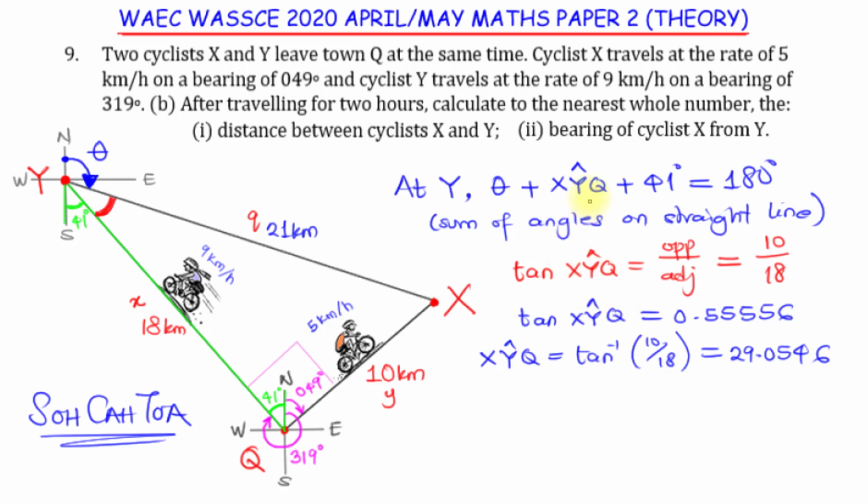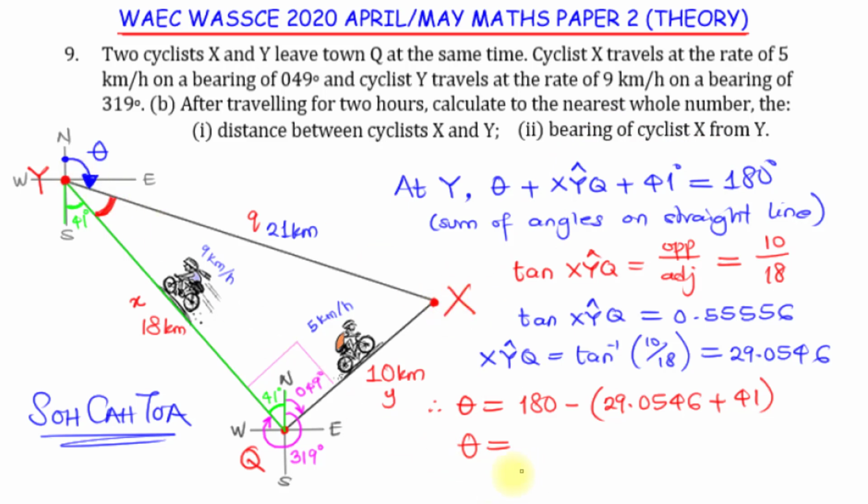29.0546. Good. But this is where we're actually going. We want to make use of that in this equation, such that our theta that we are looking for is going to be 180 minus the sum of this SYQ and 41, and XYQ we have gotten to be 29.0546 plus 41. When these two move to the other side, they will become minus. So we can subtract them from 180 to find the value of theta, which is the bearing of cyclist X from Y.